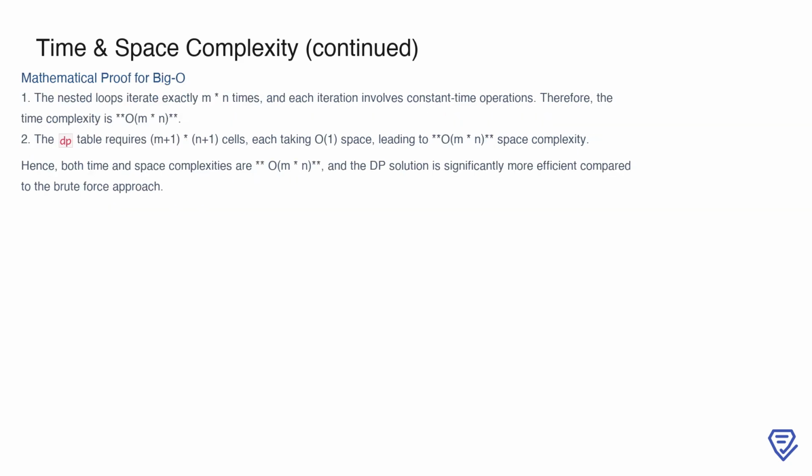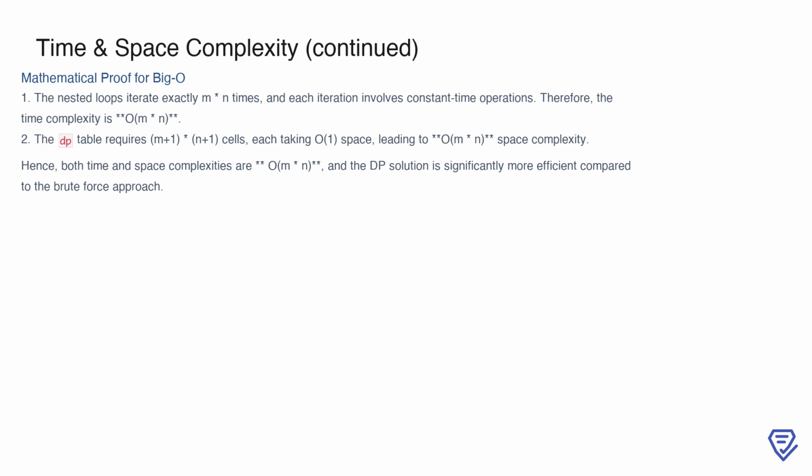Finally, let's solidify our understanding with a mathematical proof for the big O complexity. The time complexity arises from the nested loops that iterate exactly m*n times. Since each iteration involves constant time operations like comparisons and arithmetic, the total time complexity is O(m*n). For the space complexity, the DP table consists of (m+1)*(n+1) cells, each requiring O(1) space. This results in a total space complexity of O(m*n).